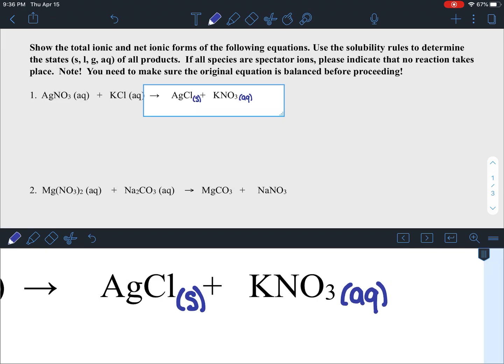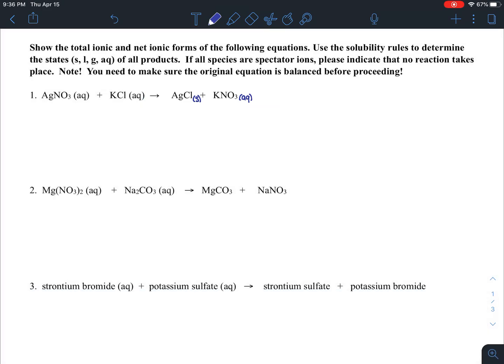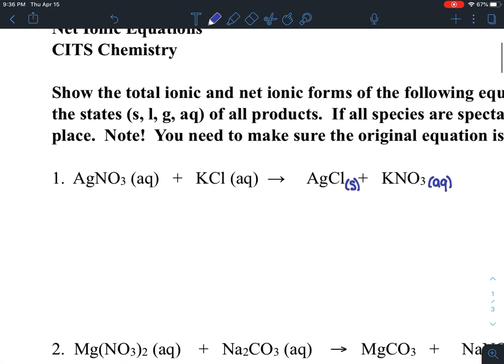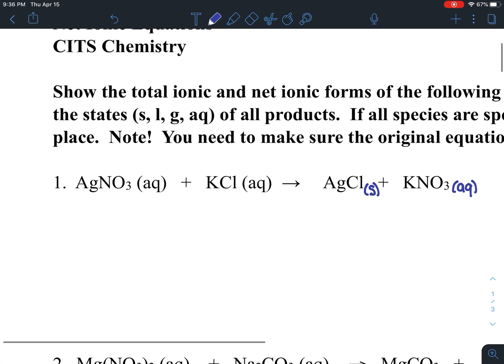Now, if we had had two aqueous labels there, then this reaction would not occur. There would be no observable change in the well plate or whatever reaction vessel that we're studying. And so we would just say no reaction and we would move on. But because this one does occur, the next thing we're going to go ahead and do is double check to make sure that that equation is balanced.